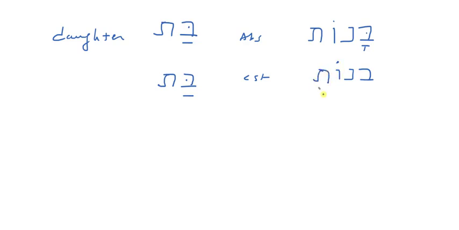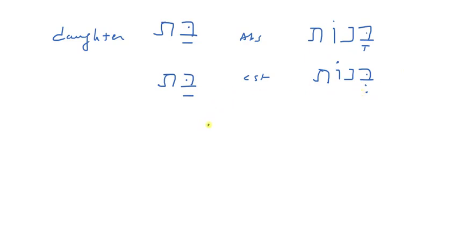Where's the stress going to be if I have a construct form? It's going to be over in the ot, right? So this would be open and propretonic, wouldn't it? What would I have to reduce that to? Vocal shva. So this would become b'note, okay? So sometimes the endings don't change, but the vowels do. You can tell it's construct.